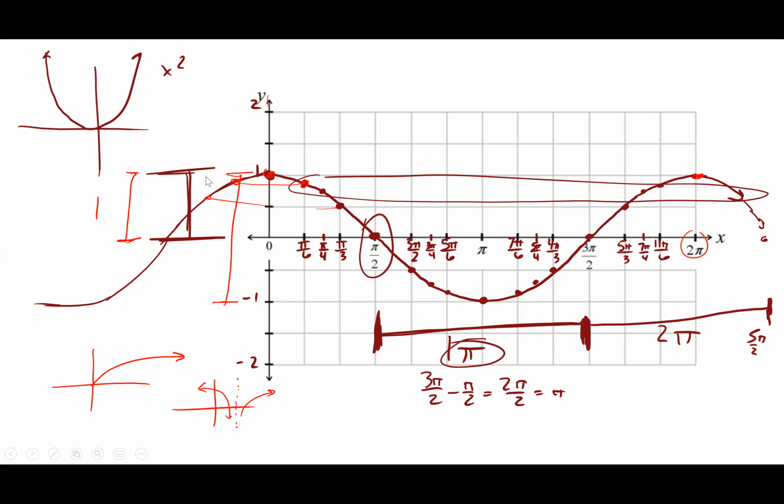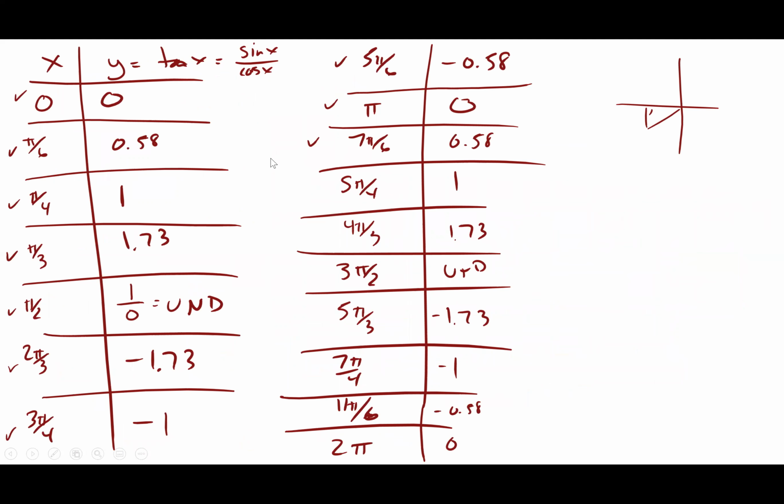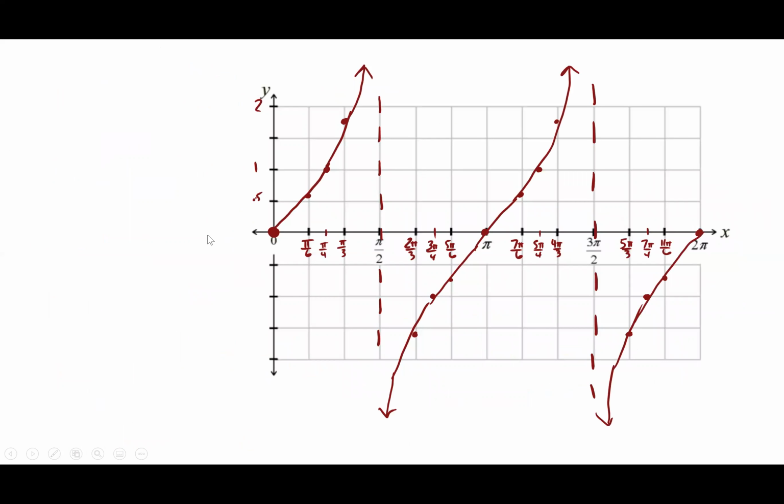Tangent. Let's go tangent. So we do the same thing with the tangent. And then the graph looks like this. I think that's where we stop right after we graph tangent.